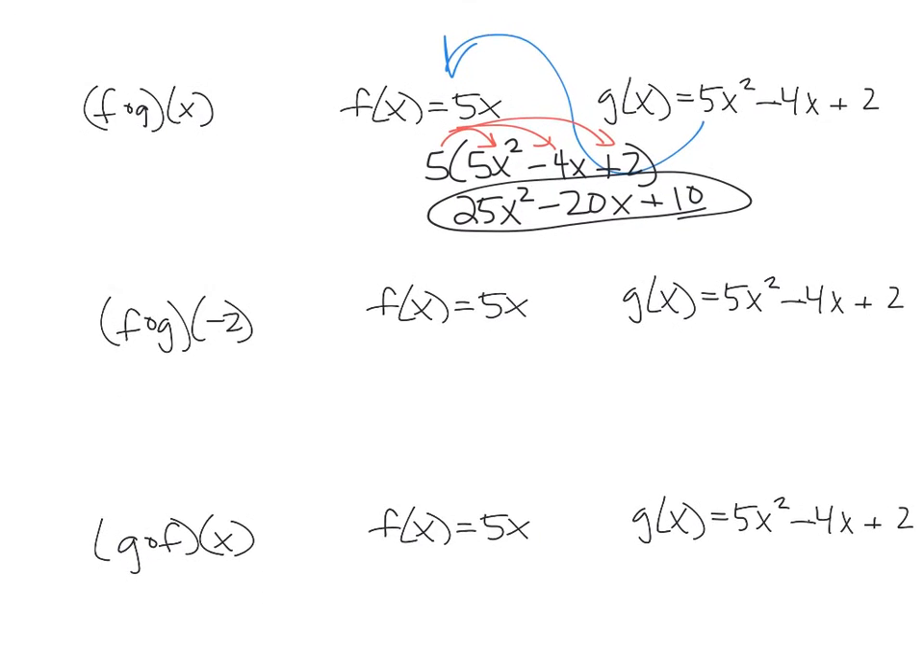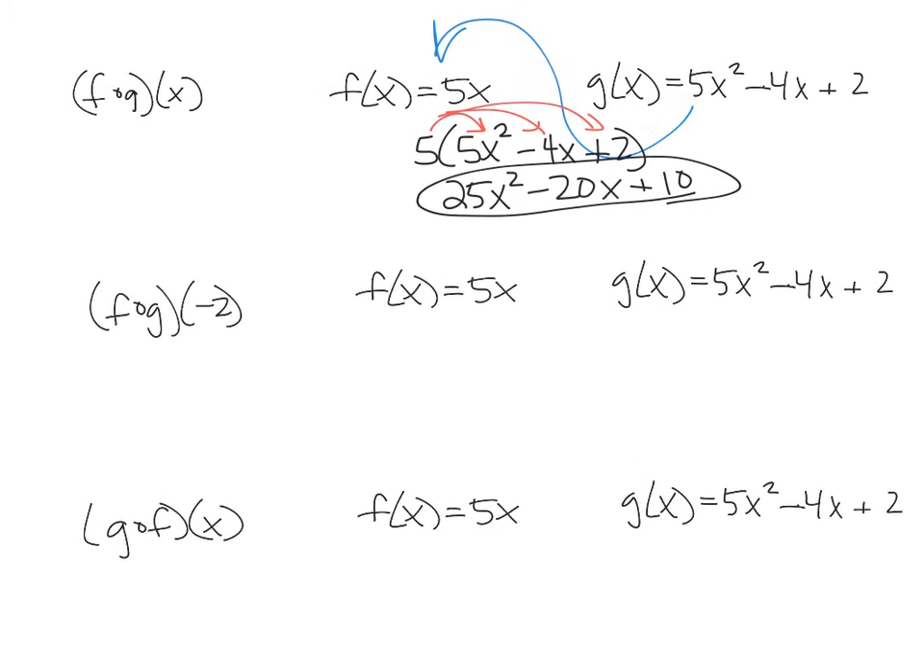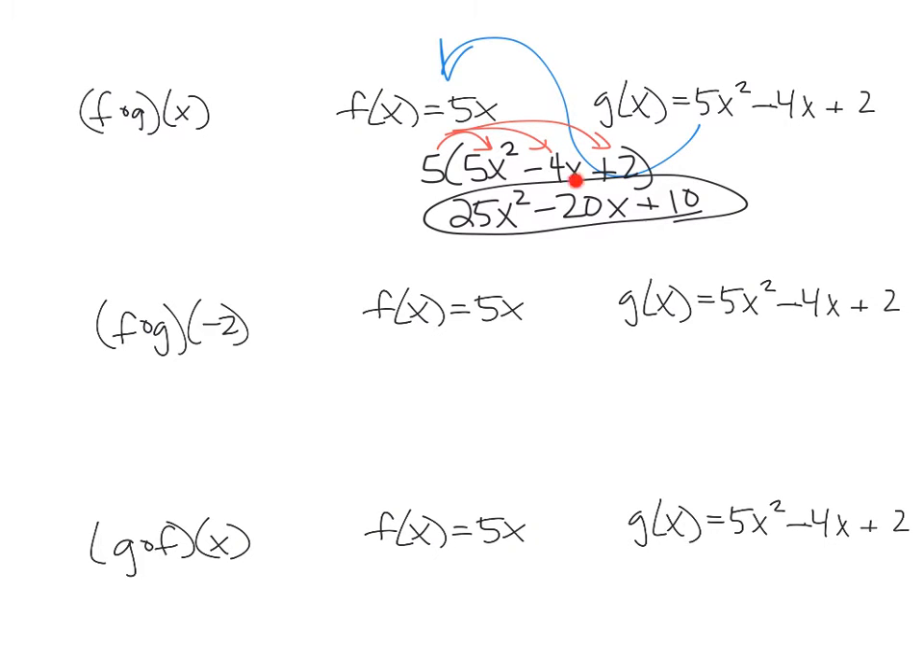So moving down here, this says now we're going to take negative 2, put it in g, and then take that answer and put it in f. If we're going to do that, it's basically the same thing as taking the previous answer and sticking negative 2 into it. It would give us the same answer, but I'll show you the simple long way.